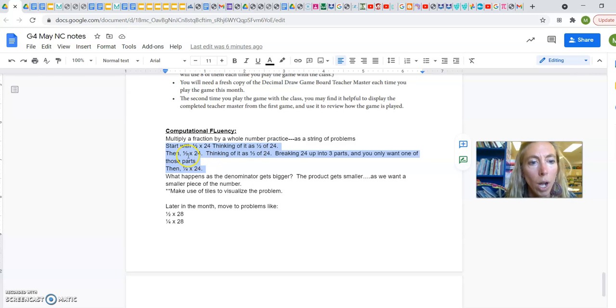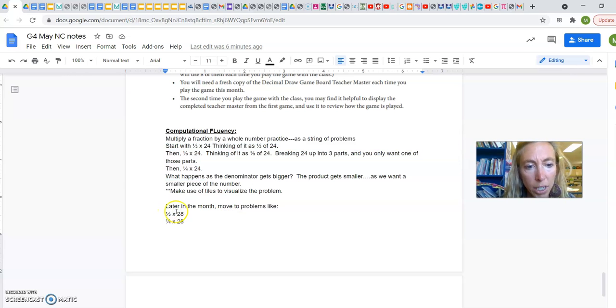And then we go to a third. Well, what would a third be? Now we have to break 24 up into thirds, and we do that with the tiles, and see that each one of those thirds has 8 tiles in it. So a third of 24 is 8. Then we go to a fourth of 24. Break 24 up into 4 parts, and what is one of those parts worth? 6. So what happens to our product as that denominator actually gets bigger? The product gets smaller. So we give them these sets of problems each week with a different number.